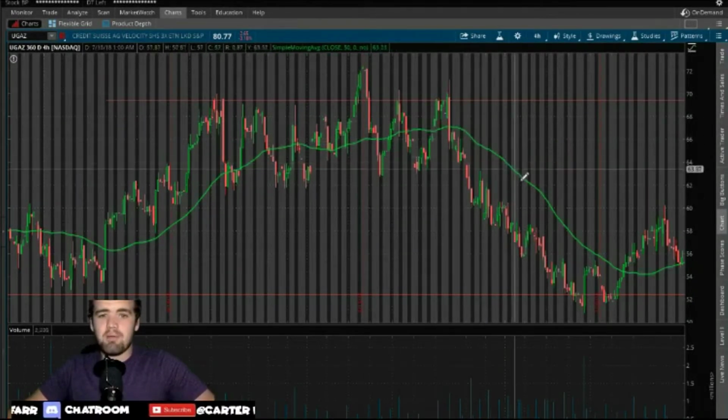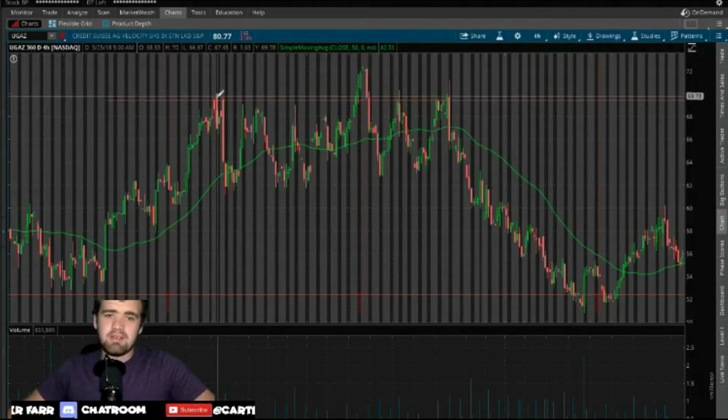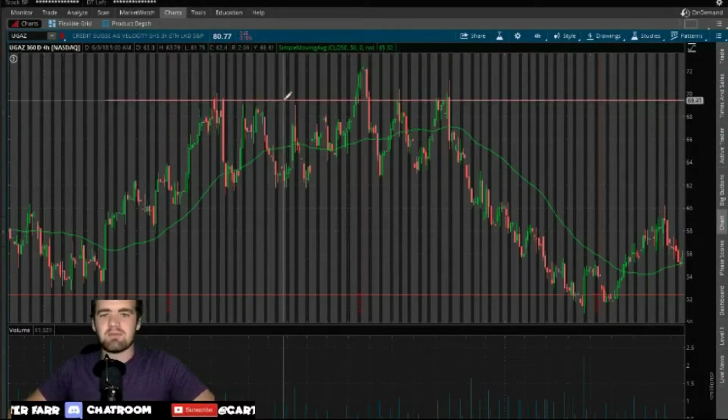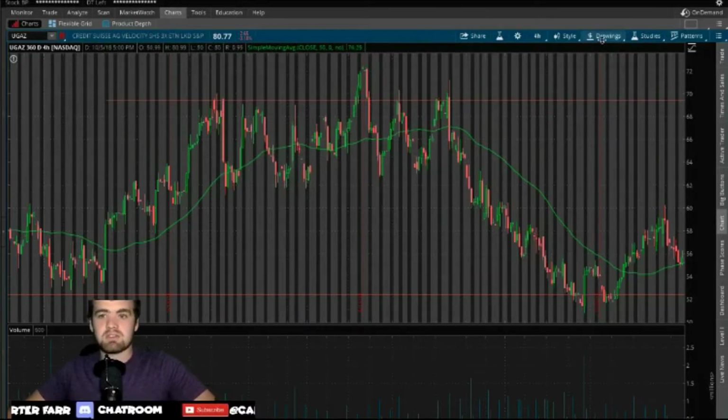It does fall back through. But if we would have made a trade from up here, we would have waited until it hits that resistance point here, and that's most likely when we would have sold this stock.